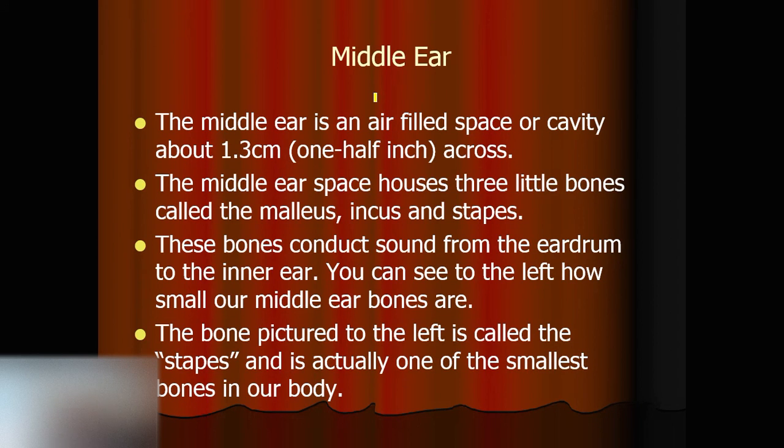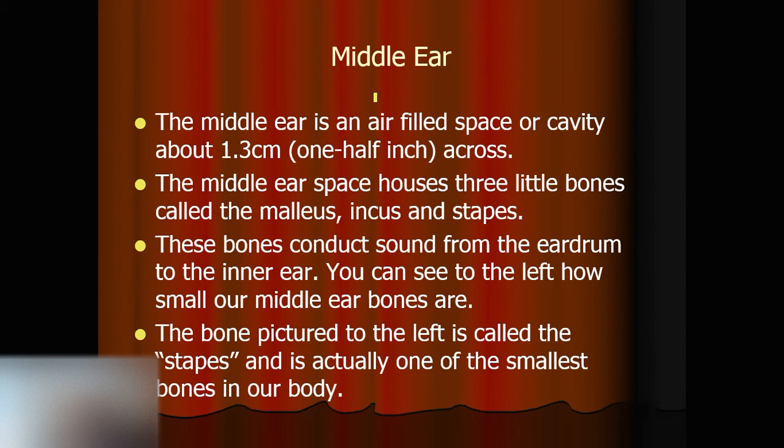Middle ear. The middle ear is filled with air. Its cavity is about 1.3 centimeters or half an inch. It basically holds three tiny bones called the malleus, incus, and stapes. Interestingly, the stapes is the smallest bone of our whole body. It's even smaller than the tip of your pinky.